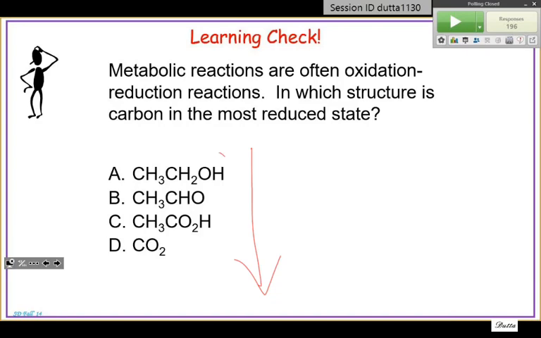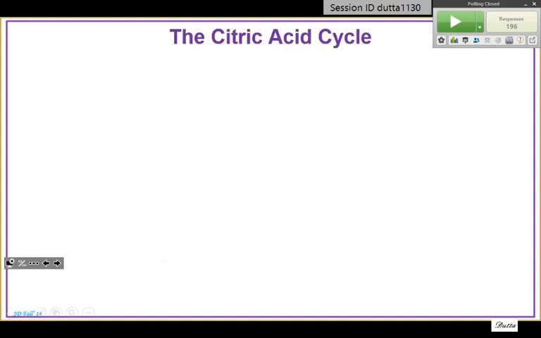So alcohol is first oxidized to aldehyde. It is further oxidized to acid, and the final oxidized product is carbon dioxide. As I said, when you burn something, you get the ultimate product, which is carbon dioxide. Hydrocarbons are burned. Carbon dioxide has the oxidation number +4, and this one has -4. So this is the most reduced state.